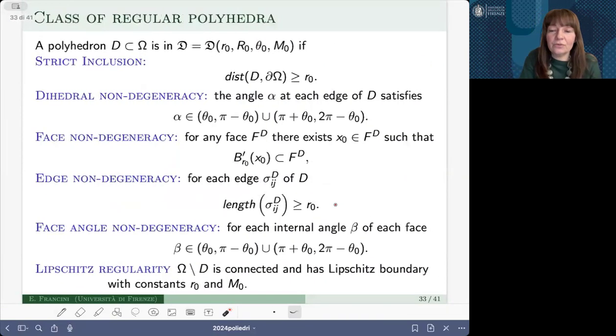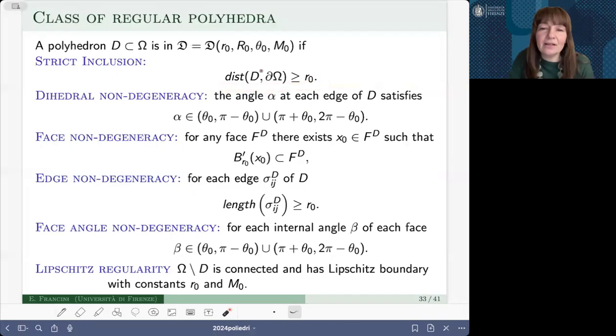So we had to deal with a number of these difficulties. First of all, we need to define a class of non-degenerate polyhedra. There is a lot of information here, but it's what you expect a non-degenerate polyhedron to mean. You want it to be far from the boundary of the domain.